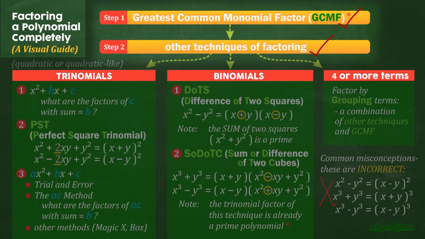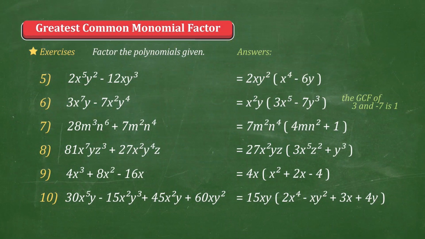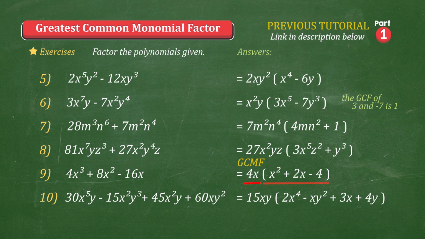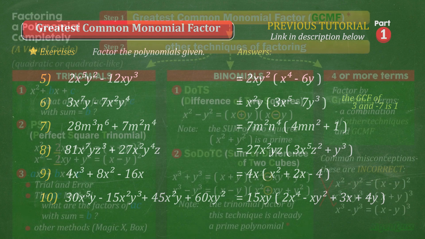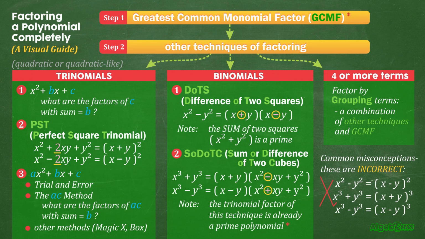To understand further, let us show 3 exercise items from part 1 of our previous tutorial. Number 9 here, after getting the GCMF for x, leaves us with another polynomial, a trinomial that must be checked if it needs further factoring. Number 8 here, after getting the GCMF, 27x²yz, leaves us with another polynomial, a binomial that must be checked if it needs further factoring. And lastly, number 10 here, after getting the GCMF 15xy, leaves us with a polynomial with 4 terms that must be checked if it needs further factoring. Hence, this visual guide directs us how to navigate through this factoring jungle, if I may call it that way. Right now, we are currently here.